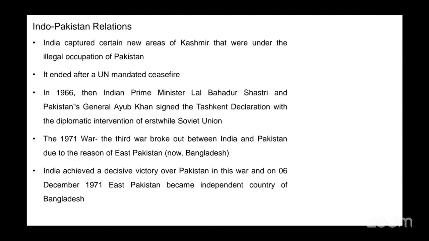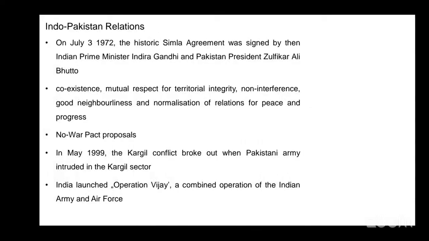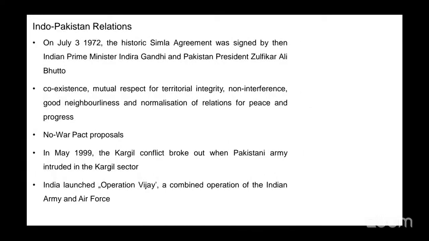On December 6th, 1971, East Pakistan became an independent country under the name of Bangladesh. This was also brought about by a historic agreement between these two nations, known as the Shimla Agreement. The Shimla Agreement was signed by Prime Minister Indira Gandhi and Pakistan President Zulfikar Ali Bhutto.